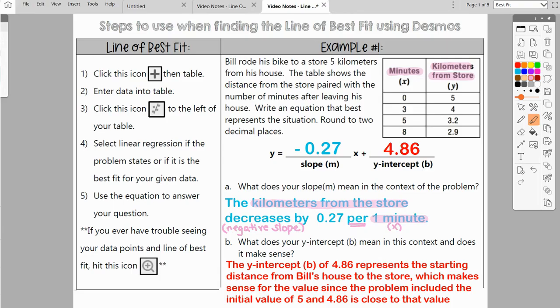What does your y-intercept b mean in this context? And does it make sense? Well, the y-intercept is going to be what's added or subtracted after the x in our linear regression equation, 4.86. So the y-intercept of 4.86 represents the starting distance from Bill's house to the store. That does make sense for the value since the problem included the initial value as 5 kilometers. And our approximation prediction of 4.86 is pretty close to that value.